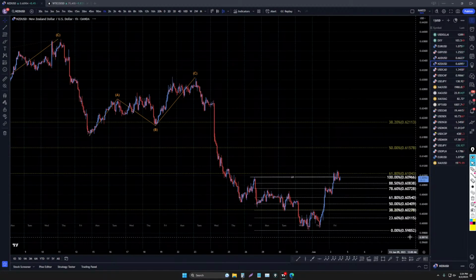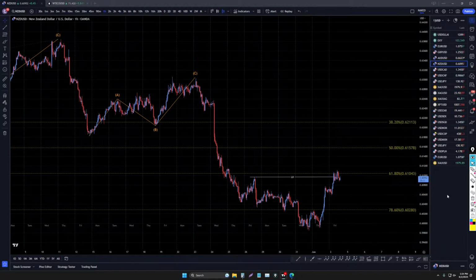So, Kiwi dollar, does that agree with the Aussie dollar? We have a break of structure on the Kiwi dollar, definitely not as convincing, but on this one I do see 3 waves down already. I think that this is more likely to go up at the news.